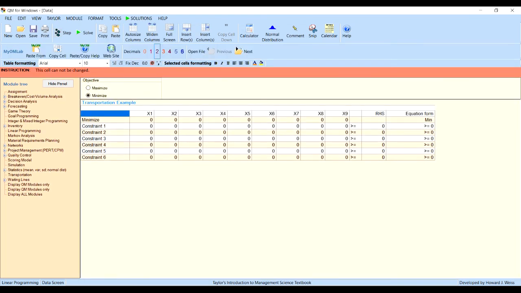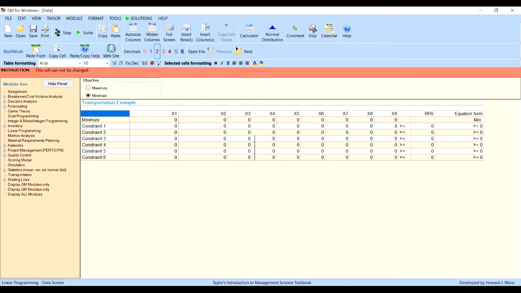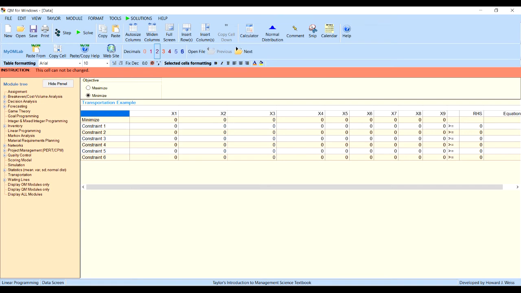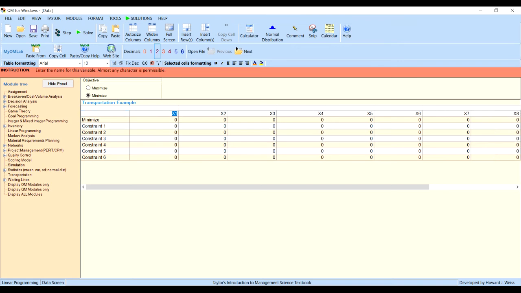So we're trying to minimize, and it's a transportation example. Now, in our question formulation, we labeled these XIJ: X1A, X1B, X3B, X3C, etc. What we're going to do here is label them a little more accurately so that we can see exactly what's happening. So our first one, X1A, is actually Cincinnati to New York.